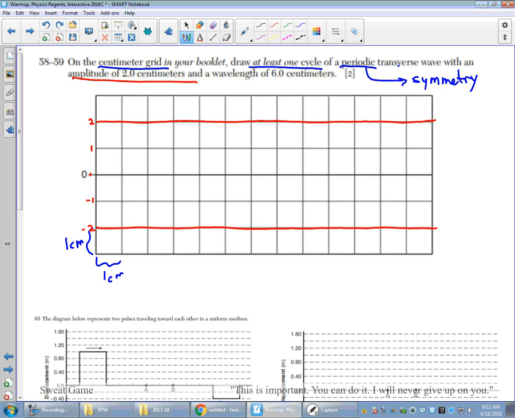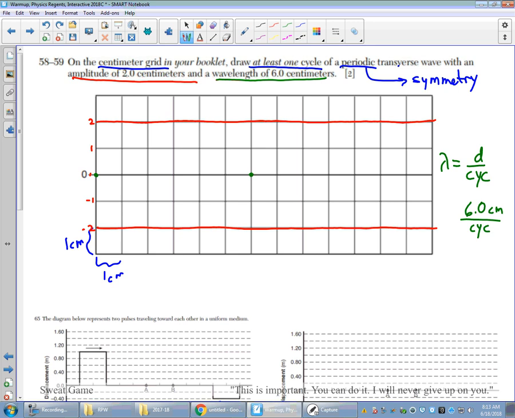Now, we have a wavelength of 6 centimeters. Here's where our 3-word definition comes in handy. Wavelength, 3-word definition was distance per cycle. So if the wavelength is 6 centimeters, well, that just means 6 centimeters per cycle, or per wave. So, mark your start and end points. The wave starts at 0 and it ends at 1, 2, 3, 4, 5, 6 centimeters.